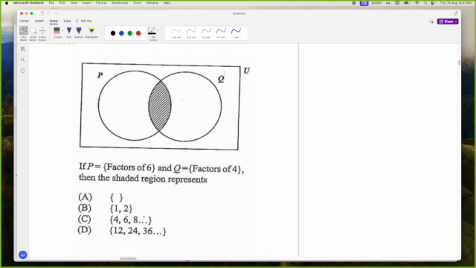I haven't even read the question yet, by the way, but I see that there is a set P and a set Q, and this shaded portion is the set P intersect Q. This is the intersection of P and Q, where P are the factors of 6 and Q are the factors of 4. So what are the factors of 6? If you all could help me here.